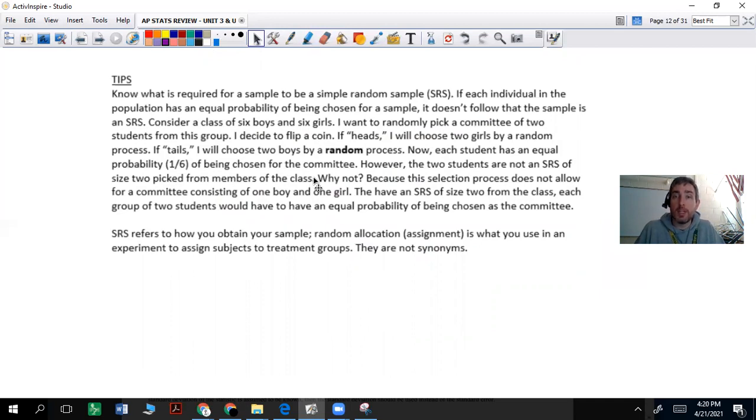To have a simple random sample of size 2 from the class, each group of 2 students would have to have an equal probability of being chosen as the committee. So the way that random sampling can go doesn't necessarily mean it's going to be a simple random sample. Okay. A simple random sample refers to how you obtain your sample. Random allocation or assignment is what you use in an experiment to assign subjects to treatment groups. They're not synonyms. So random assignment and simple random sample are not the same thing.